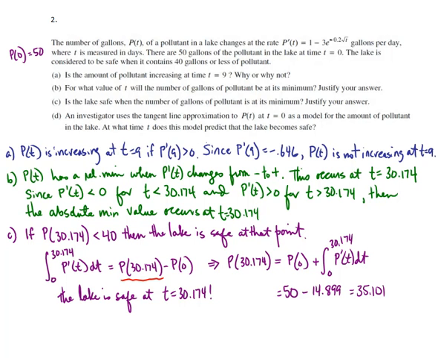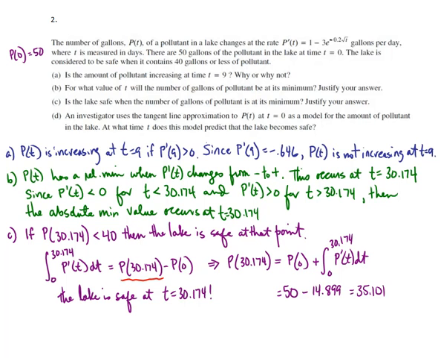Okay, so in this video we'll wrap up part D. An investigator uses the tangent line approximation to P of t at t equals 0 as a model for the amount of pollutant in the lake. At what time t does this model predict that the lake becomes safe?